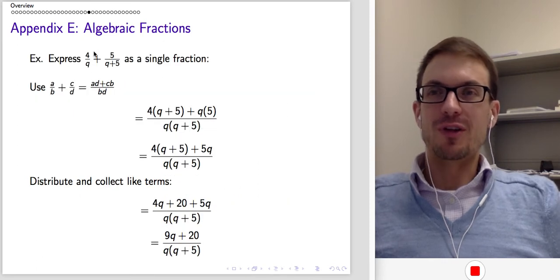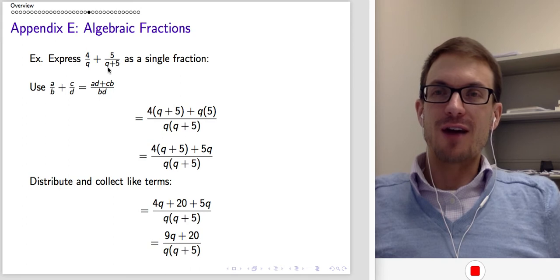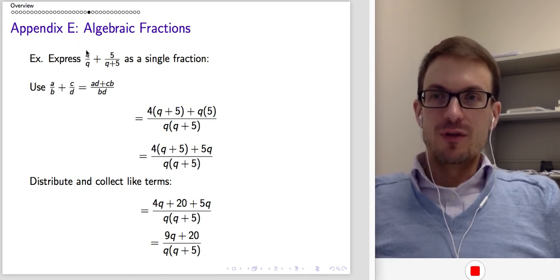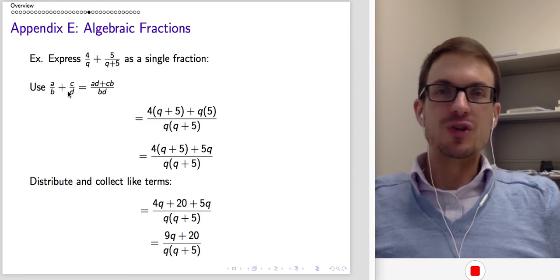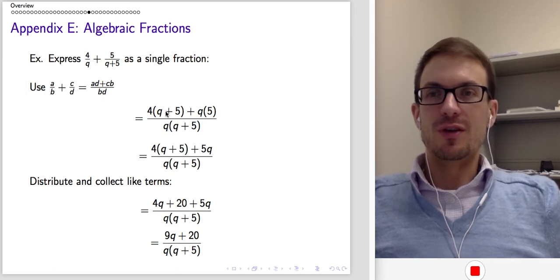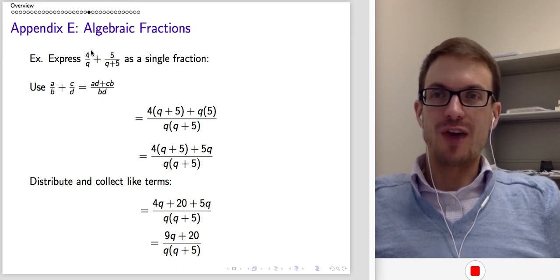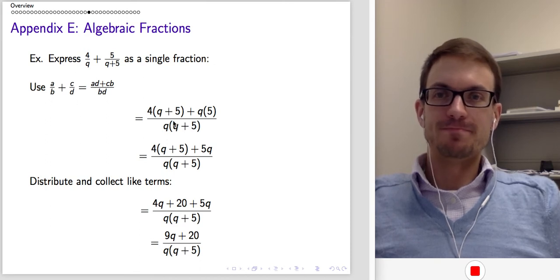Okay, so here's an example. Let's express 4 over q plus 5 over q plus 5 as a single fraction. So we're going to use our addition rule. You'll see in this first line, 4 is a, d is this q plus 5, so I have 4 times q plus 5 plus q times 5. That's my cb part, divided by the product of the denominators. What did I do there? You really just got a common denominator, but of course what I did is I substituted according to this formula.